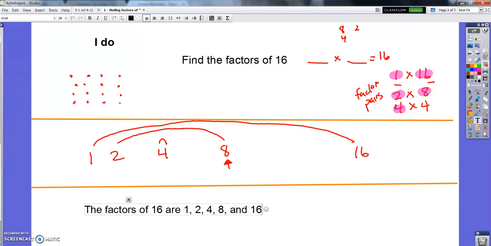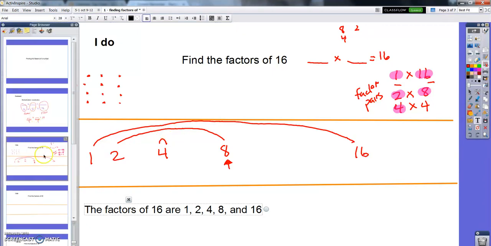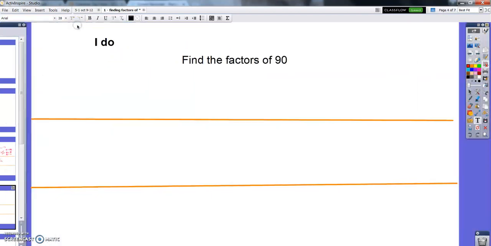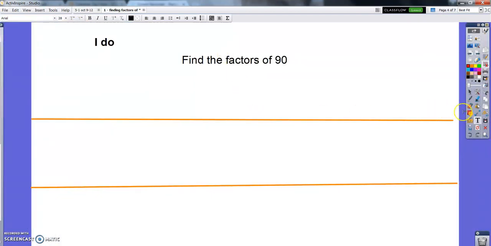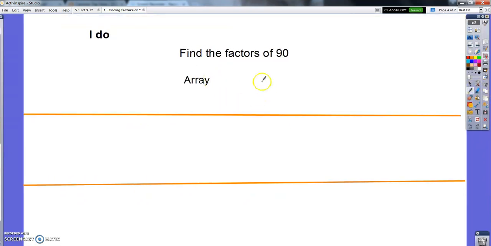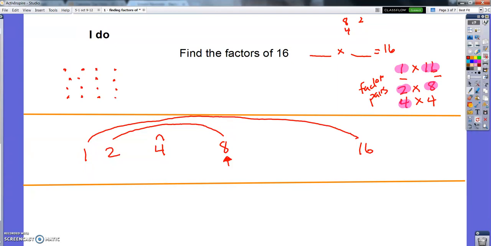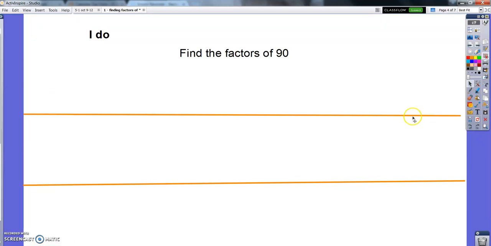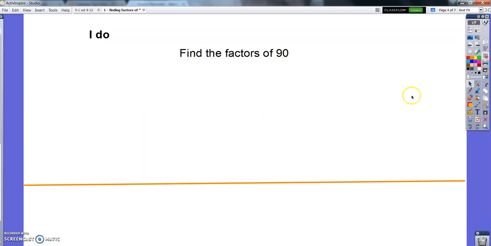2 strategies. I'm going to do another one, because I want to show you, once the numbers get bigger, what if I asked you to find all the factors of 90? Once the numbers get bigger, an array is just not really feasible. It would take a really, really long time to use an array with 90 dots and try every possible combination. So I'm going to skip the array on this one altogether and just use my pairing strategy.